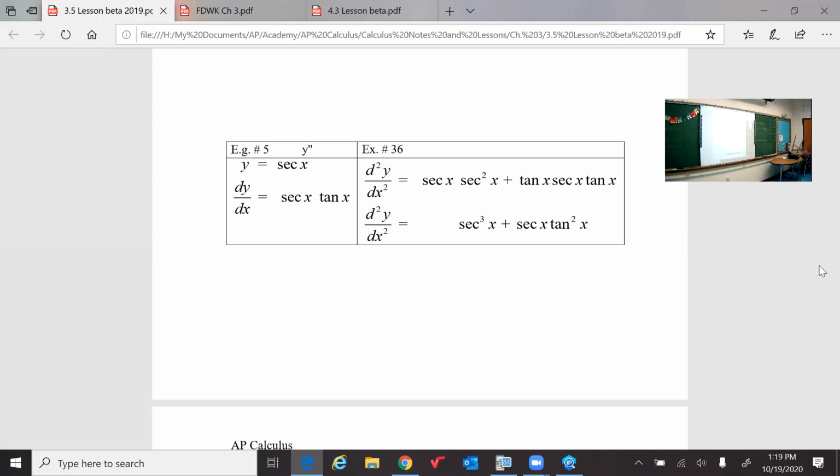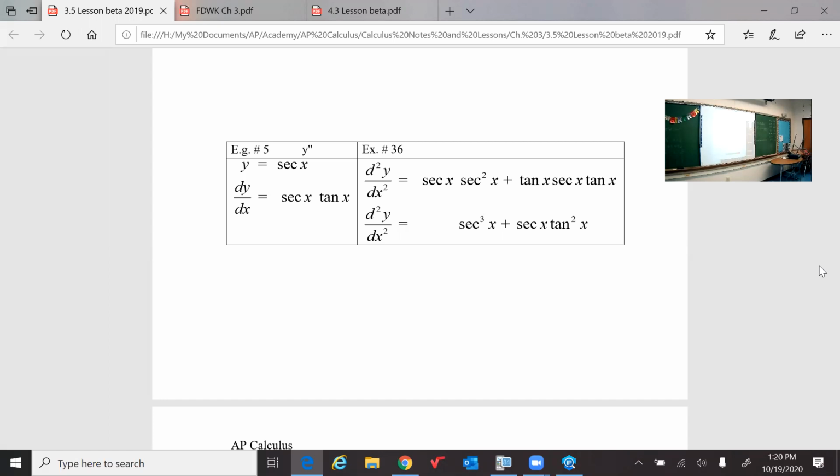Okay. So we're going to leave that up there. I'm going to send you to do problem number 36. Now I'm going to warn you, 36 is harder than example 5. So for today, we're going to be content if you could do 2 things. Do the first derivative and follow my solution for the second derivative. Everybody should be able to do the first derivative.